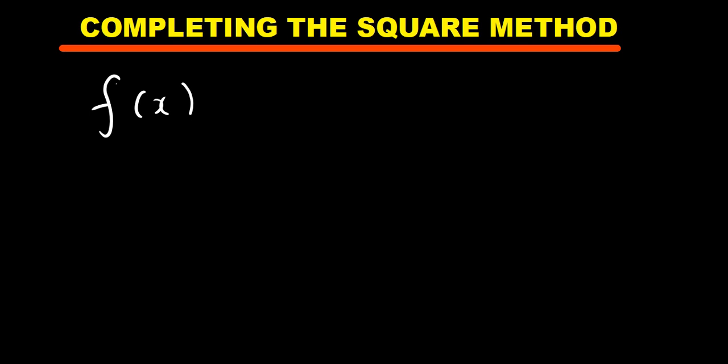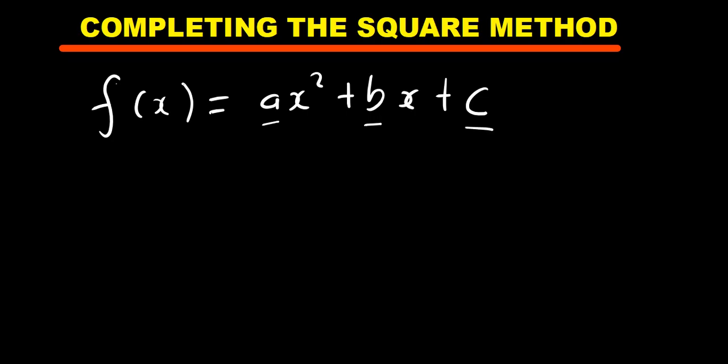Okay, so you know that the general form of a quadratic expression is f of x equals ax squared plus bx plus c. In this, a is the coefficient of x squared, b is the coefficient of x, and c is just a constant. Your f of x in this case just represents your y. Now, how do you solve using the completing the square method?